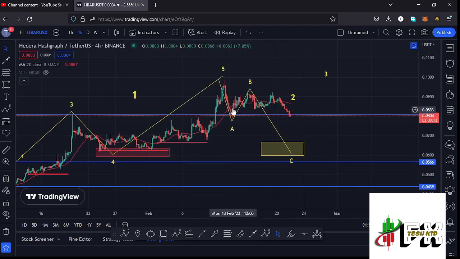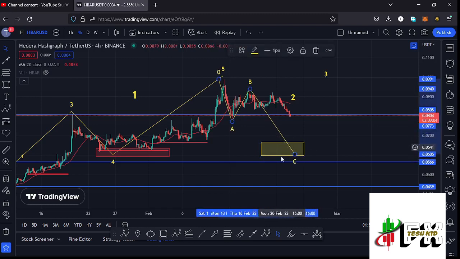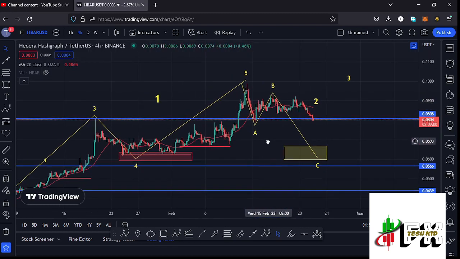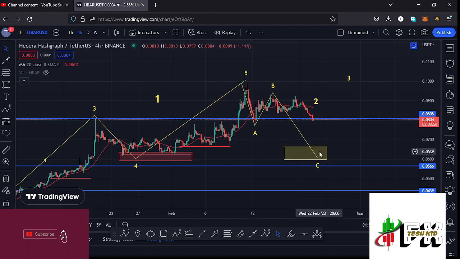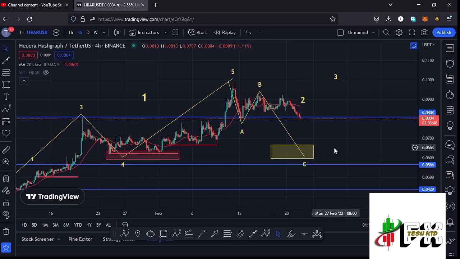And because of its corrective nature, I'm also expecting to see an ABC corrective structure play out, having the wave C fully maximize our target areas to the lower side in the formation of that larger Elliott wave count 2. Here on the charts, you can see that I'm terming that as the wave A, then a wave B giving us a peak at around the $0.0935 mark, and I'm expecting one more leg down in the formation of this wave C to fully maximize our target area in the formation of that higher Elliott wave count 2.